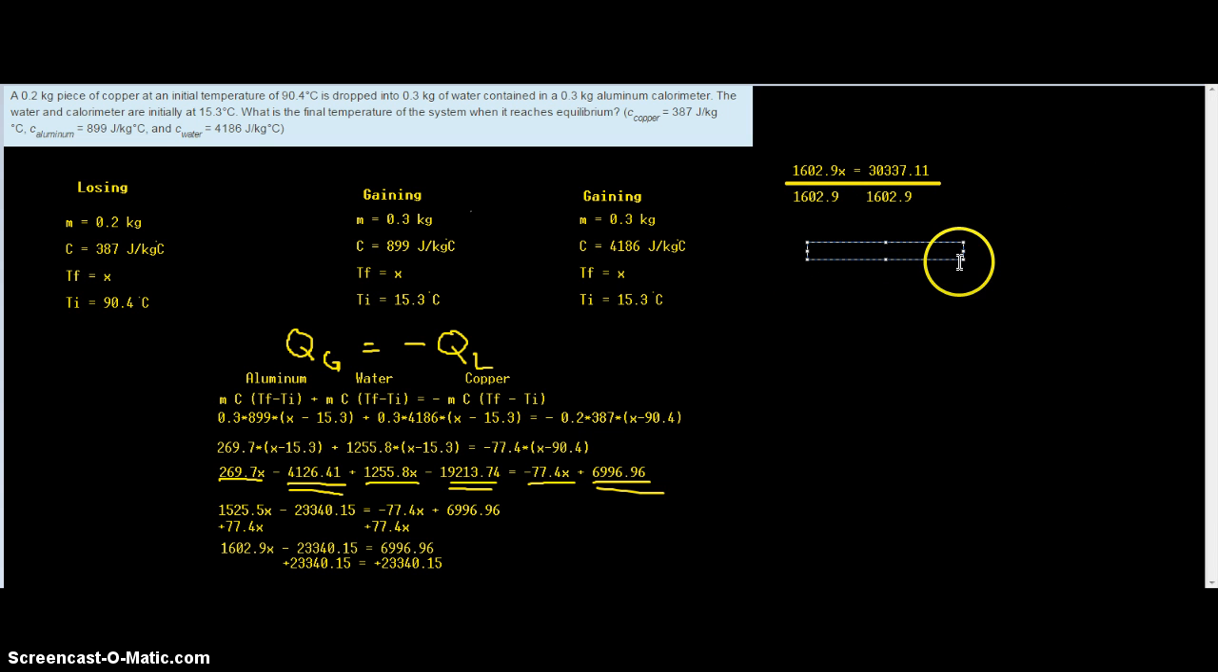And in solving for x, when we divide our numerator by our denominator on the right-hand side, we should end up with, what do we got here? 18.92 degrees Celsius. Okay, so again, there should be a little degree symbol there.